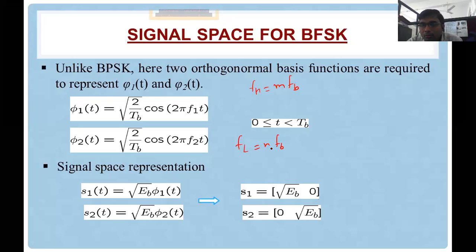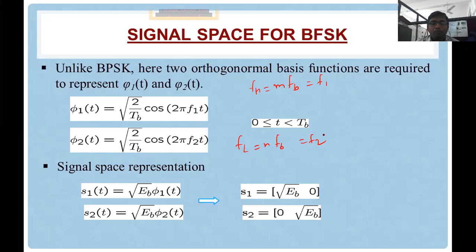Fb is there, so fl is n times fb and fh is m times fb. That's why it is represented with another notation, that is f1 and f2. Okay, so if you have to plot the signal space representation, you would find s1(t) or sh(t), that is equal to square root of Eb phi 1(t), and similarly s2(t) is square root of Eb phi 2(t).